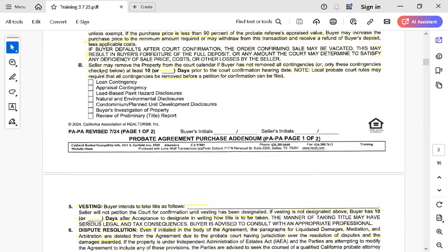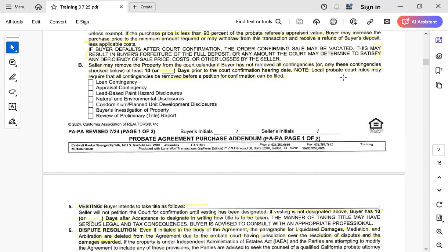So if you look here, I just want to point out a couple of things. The seller can remove this property from the court calendar if the buyer has not removed all of the contingencies, or only these contingencies checked below, 10 days prior to the court confirmation hearing date. So some local probate court rules may require that all contingencies be removed before a petition can be filed. I think the one I worked, it was that way. All contingencies had to be removed.